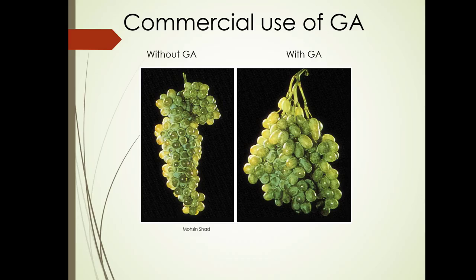So one of the things you may see is the use of gibberellins in fruit production. On the left we've got grapes that don't have gibberellins, and on the right we have grapes that have it. Two things are happening here. It's helped with the size of the fruit, but it's also elongated the stems that the fruit are attached to, so there's more space for fruit.